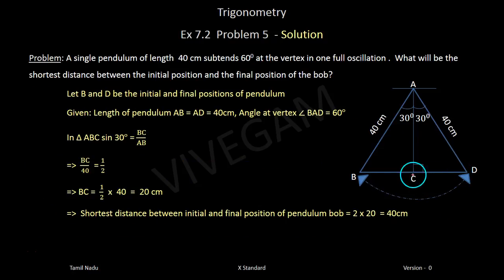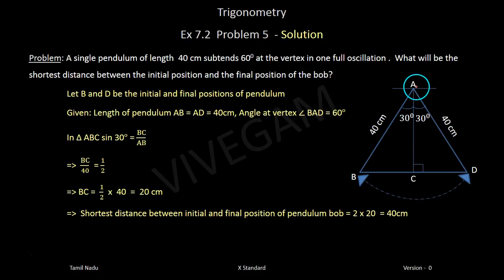Okay, solution. So let B and D be the initial and the final position of the pendulum. The length of the pendulum is 40 centimeter. That is AB, AD equal to 40 centimeter. Angle at the vertex is 60 degrees, and we are dividing it into 2 by drawing a vertical line, that divides that vertex into 2, 30 degrees and 30 degrees, and join these two points B and D, which is the shortest distance, and that is what we need to calculate.